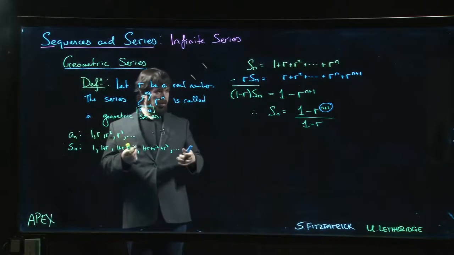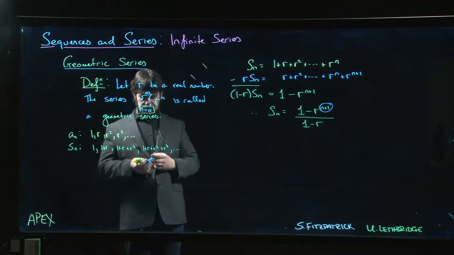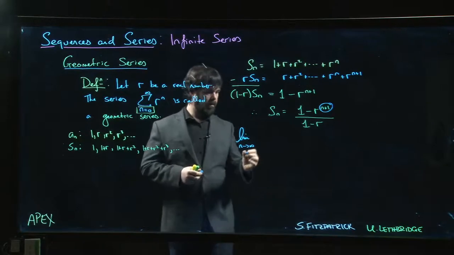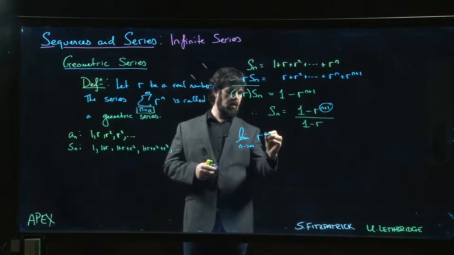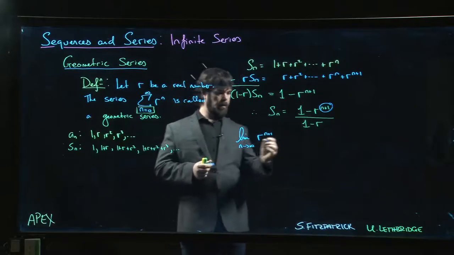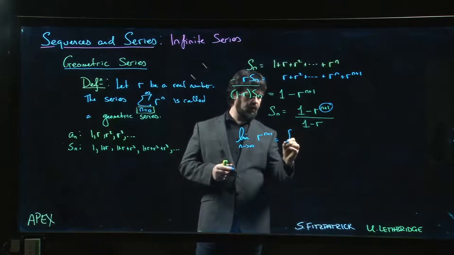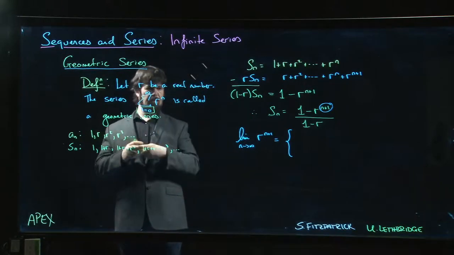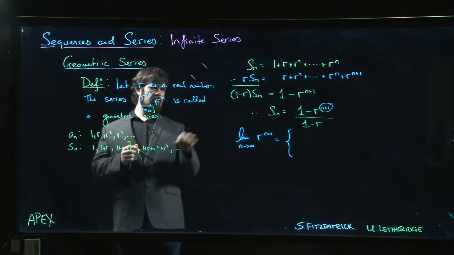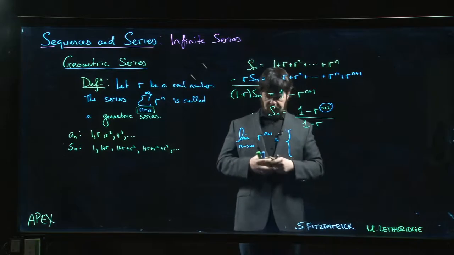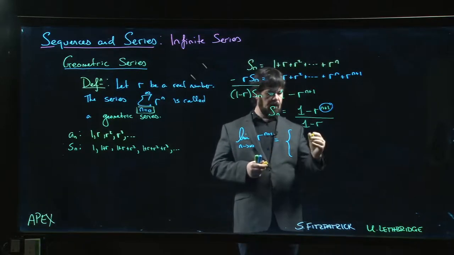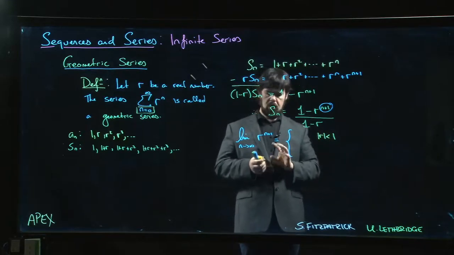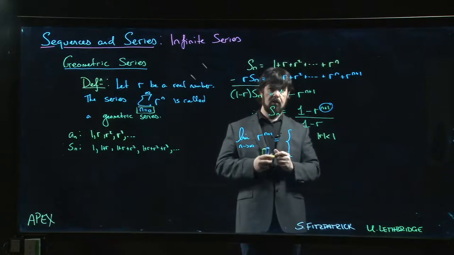So now we ask ourselves, what happens if you take the limit as n goes to infinity of r to the n, or n plus 1 if you like? Well, there are three possibilities. Just to keep things simple for now, we'll say, let r be a real number. If the absolute value of r is less than 1, then this limit will be 0.